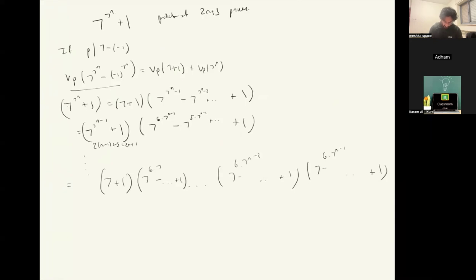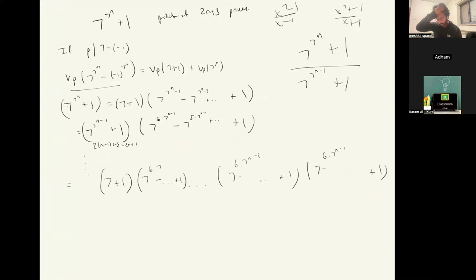What are these factors? What is this factor here that we wrote down? It's 7 to the 7 to the n plus 1 divided by 7 to the 7 to the n minus 1 plus 1. You can think about this. It's kind of similar to the problem we were doing before, right? It's not x to the 7 minus 1 over x minus 1, it's x to the 7 plus 1 over x plus 1.